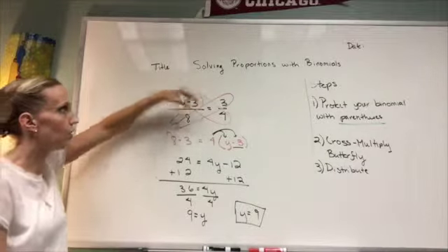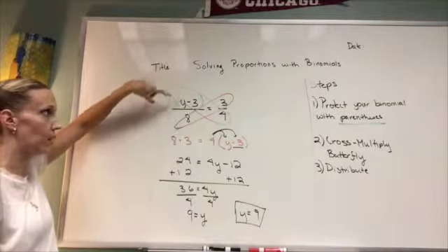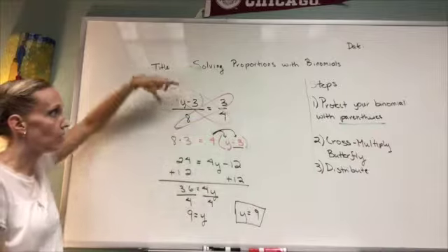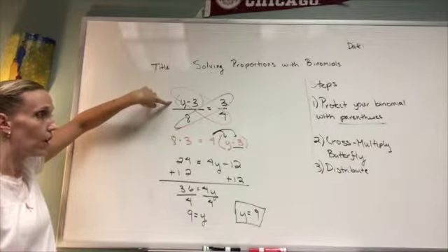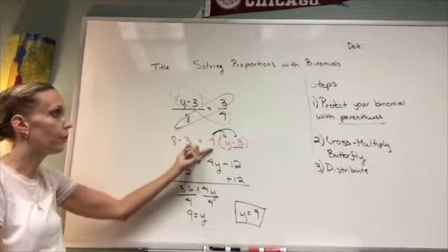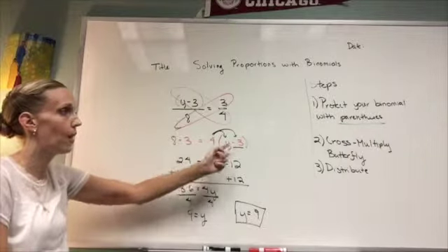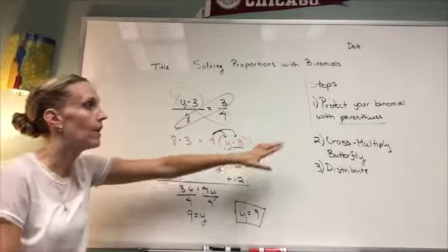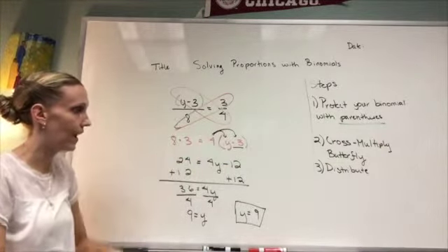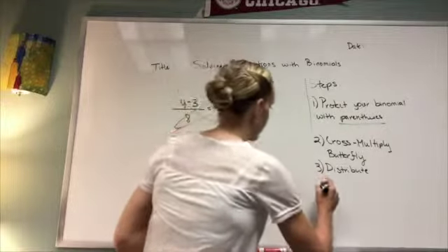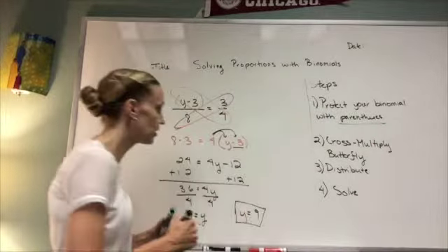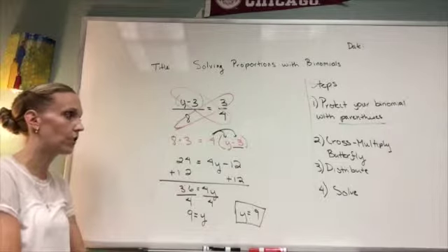Okay, so let's review. We have a proportion that contains at least one binomial, meaning that you have a term separated by addition or subtraction. The first step is to protect the term with our parentheses. Our second step is to cross multiply, so we have 8 times 3 equaling 4 parentheses y minus 3. We then must distribute. We distributed the 4 and we got that. And then our last step, which I forgot to write down, is really just to solve.